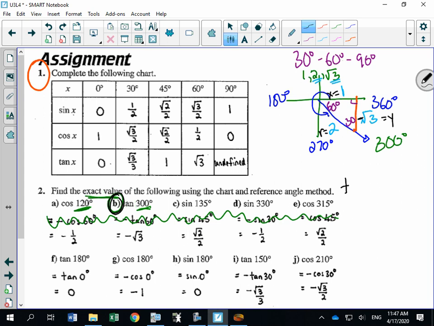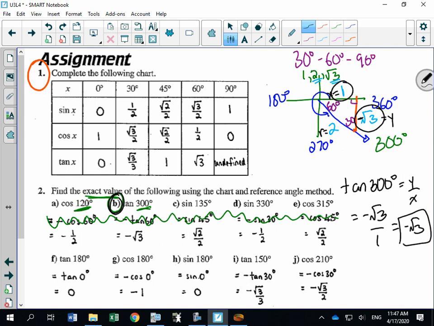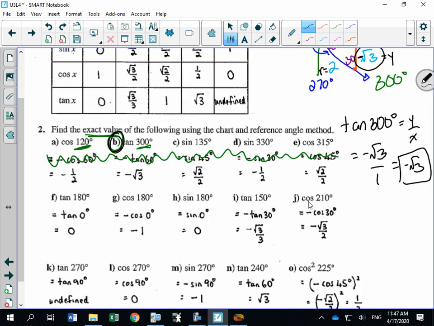So the tan of 300 degrees is equal to, tan is y over x. Y is negative root 3 over x, which is 1. And that would be negative root 3, right? If I was to do another one, let's do j really quickly together.